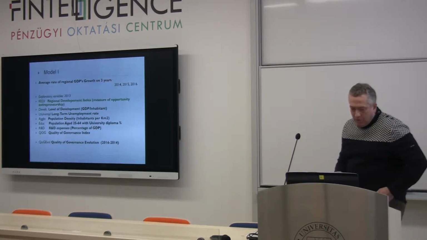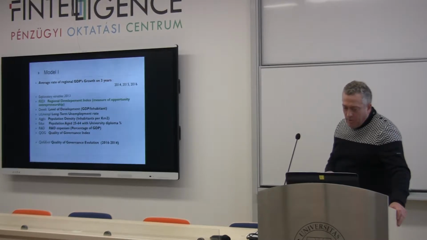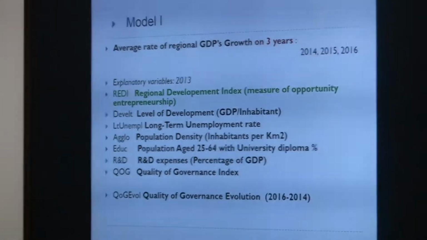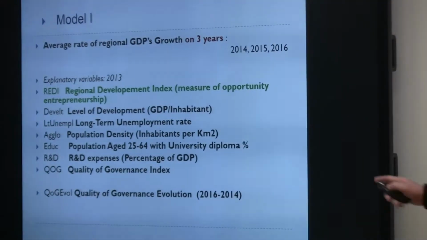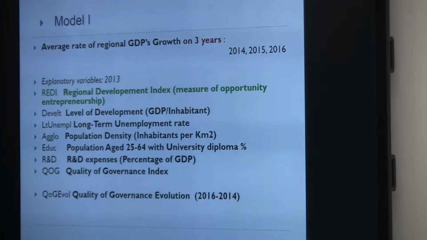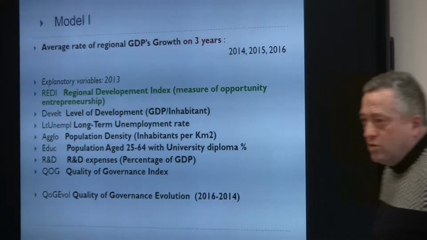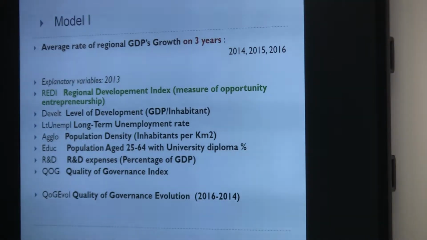So we test the first model, the average rate of regional GDP growth. We retain the regional development index, which is a measure of opportunity entrepreneurship, and the level of development as explanatory variables, along with the long-term unemployment rate, population density, population age, the population with university diplomas, that is the highly educated population, R&D expenditure, and the quality of government index. And also we have the evolution of the quality of governance, because a specialist of regional development, Rodríguez-Pose, said that what is important is more the evolution of the quality of the index than the level. But we will see that in our results, it does not function.